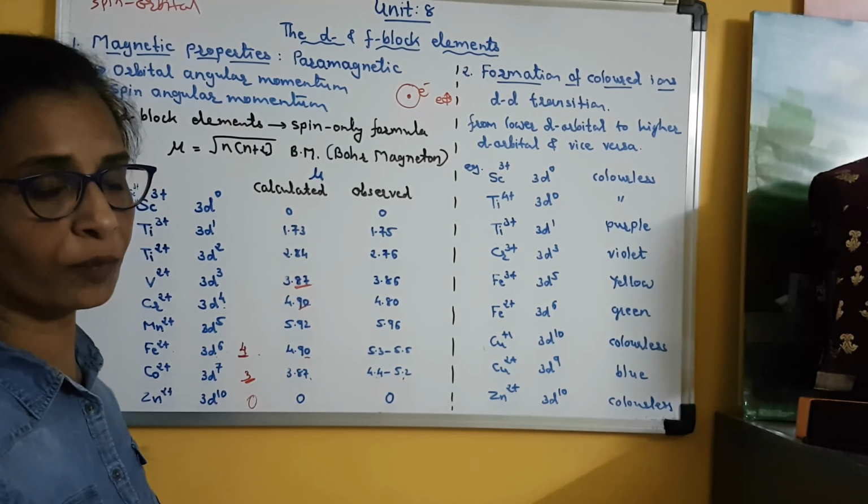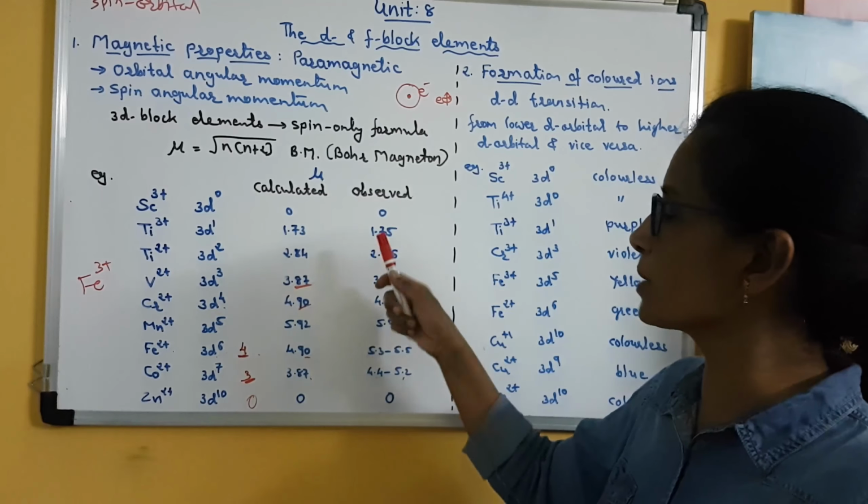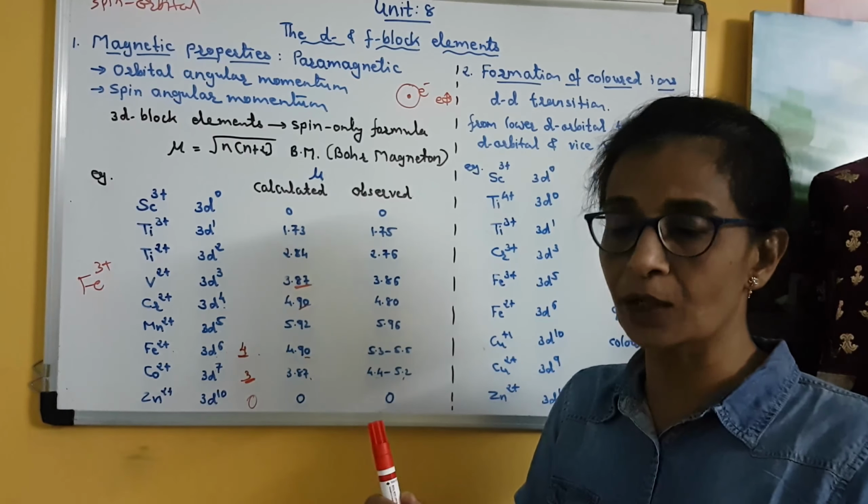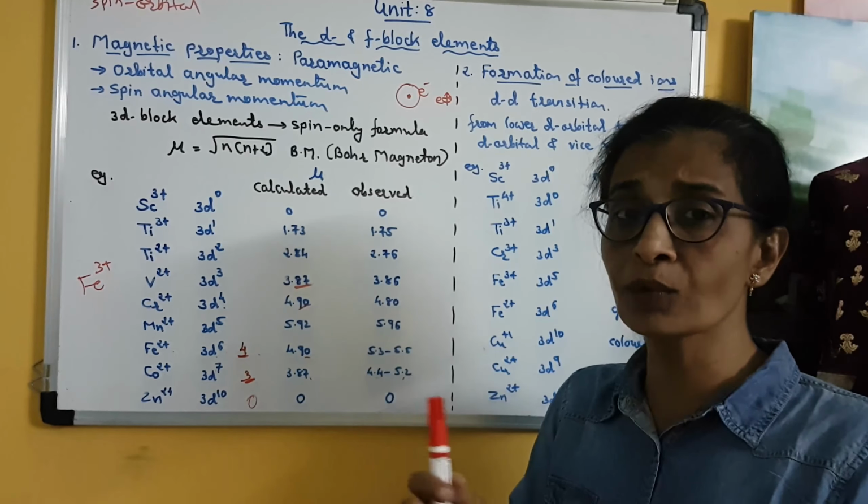Clear? So if it is asked as a short note, then no need to remember all these values. You can remember randomly 2 or 3 ions. Clear? And then calculate their values, and the approximate observed value you can just put slightly higher or lower. No one is going to check the exact values. Clear? So this topic is important for d blocks.